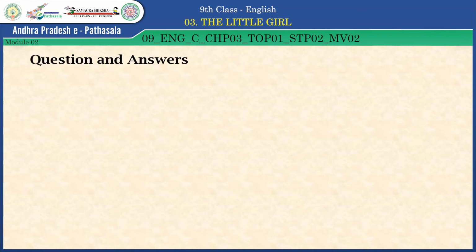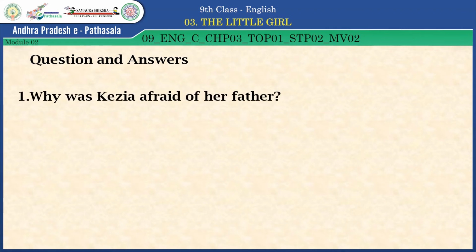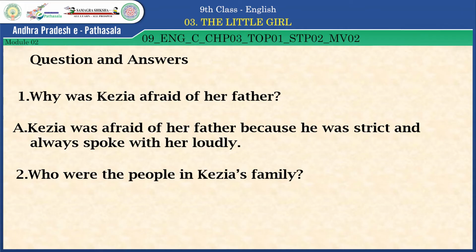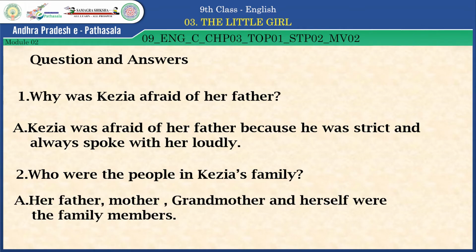Now let us see the questions and answers of the story. Why was Kezia afraid of her father? The answer is Kezia was afraid of her father because he was strict and always spoke with her loudly. Second question. Who were the people in Kezia's family? Her father, mother, grandmother, and herself were the family members.